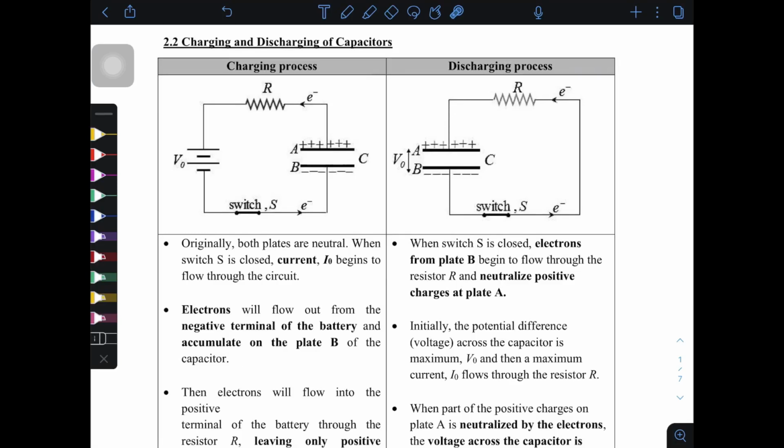For today's class kita akan masuk kepada 2.2 charging and discharging of a capacitor. So as we know in 2.1, a capacitor is a device that can store charge. Maksudnya dia adalah satu alat yang boleh simpan charge. Untuk simpan charge dia kena melalui proses charging, or untuk dia buang charge dia kena melalui proses discharging. Okay, so untuk proses charging we need to learn how a charging process occurs.